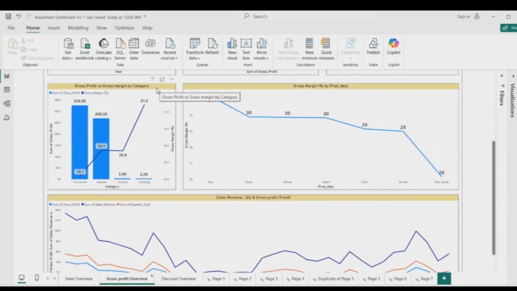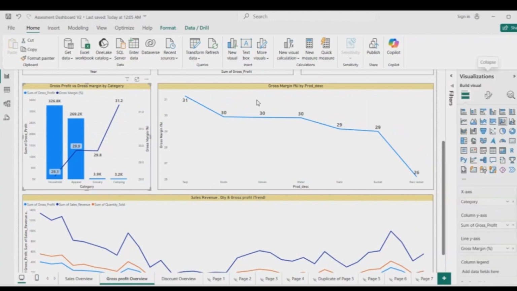This graph is very important because it showcases the insights into the gross profit and the gross margin against the category. Household category generates the maximum gross profit, which is $326,000. Then we have apparel, $269,000. And this again is in line with the sales numbers which we have seen earlier.